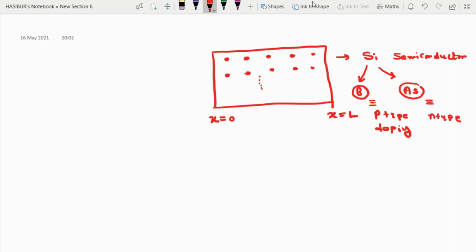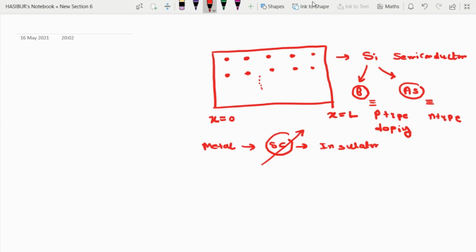Now why is this doping necessary? Semiconductor is a material which has conductivity in between metal and insulator. For technological advancement, sometimes we need to tune the conductivity. Just by external doping, we can change the conductivity of a semiconductor material over a large range. So that's why this doping is very helpful in that context.